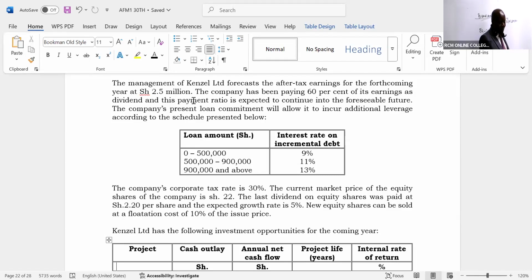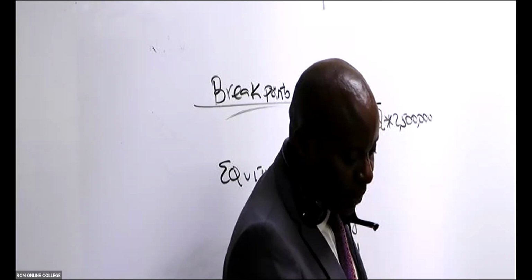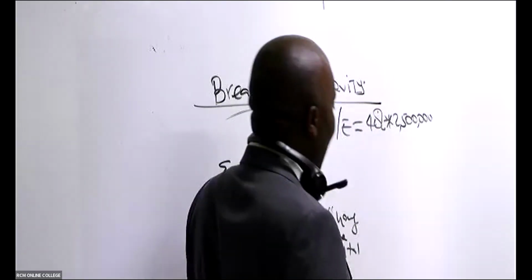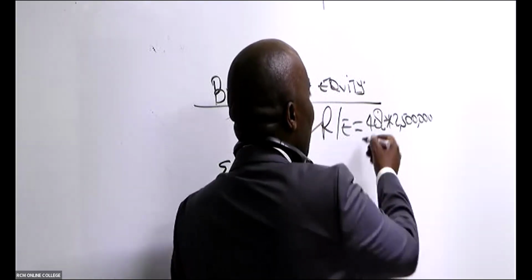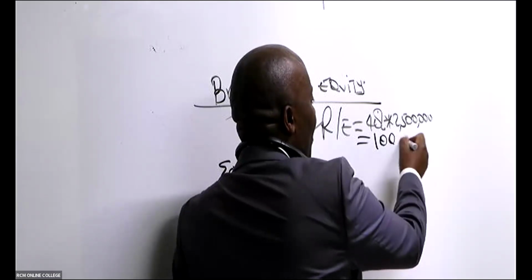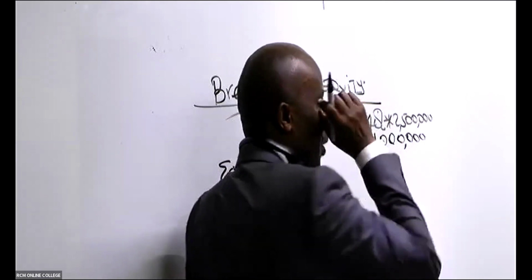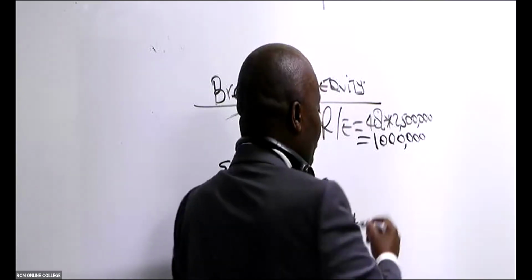All right. So when they pay 60%, we shall be able to retain what percentage here? 40%. So we shall retain 40% of the 2.5 million, which gives us how much, ladies and gentlemen? 1 million. So at least this one, I know that this source can give me a maximum of how much? 1 million. How about this source?